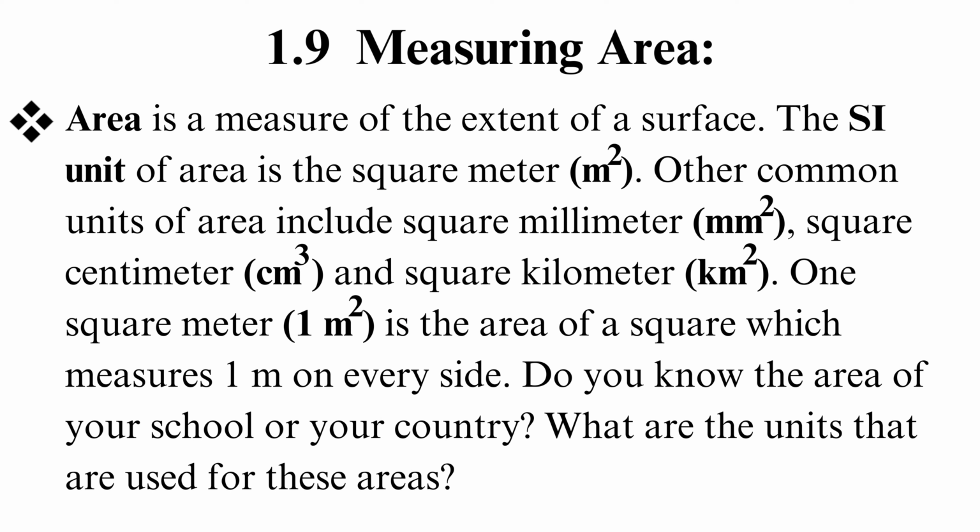Measuring area. Area is a measure of the extent of a surface. The SI unit of area is the square meter. Other common units of area include square millimeter, square centimeter, and square kilometer. One square meter is the area of a square which measures 1 meter on every side.